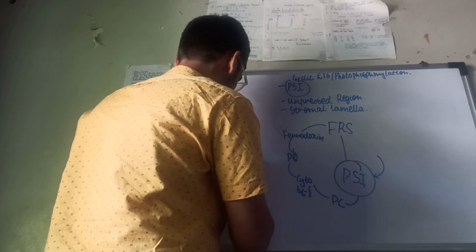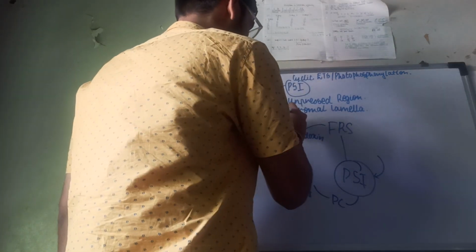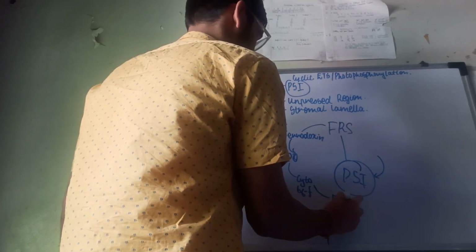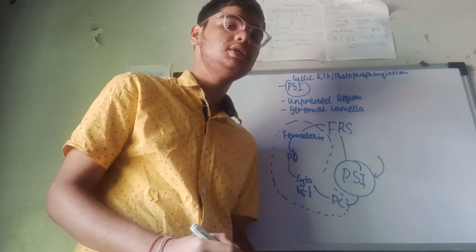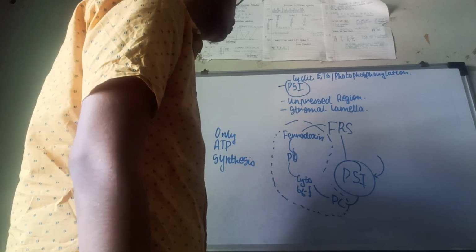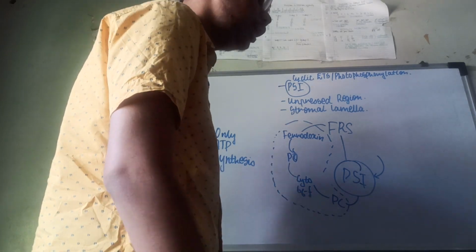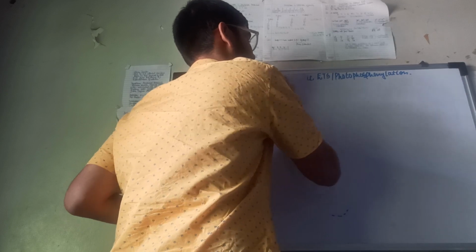So you may ask a question, where does ATP synthesis take place? In this region there is the ATP synthesis. In this region the ATP synthesis takes place. So now let's differentiate between cyclic ETS and non-cyclic ETS to get a clear idea about it.